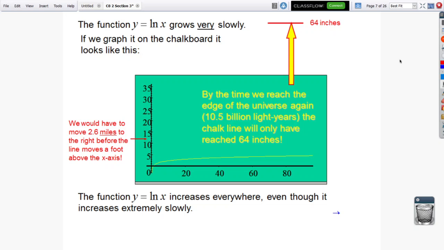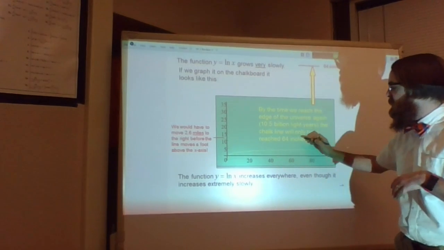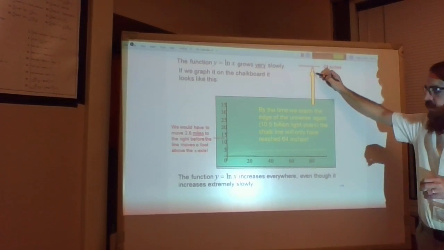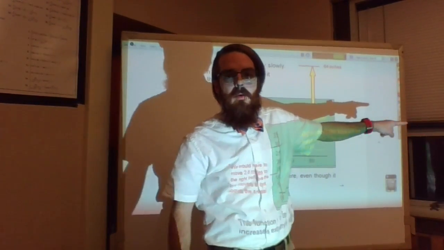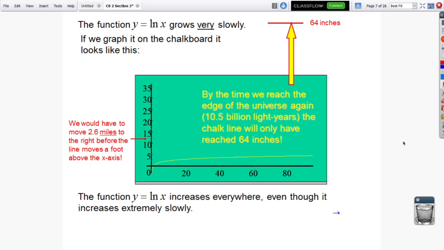Think of somebody you know that is 5 feet 4 inches. My mother, for example, is 5 foot 4 inches. In order for this graph to be able to go higher than she is tall, I would have to stretch out that way to the end of the known universe, which is just insane. So it grows really slow, is what I'm trying to say here.